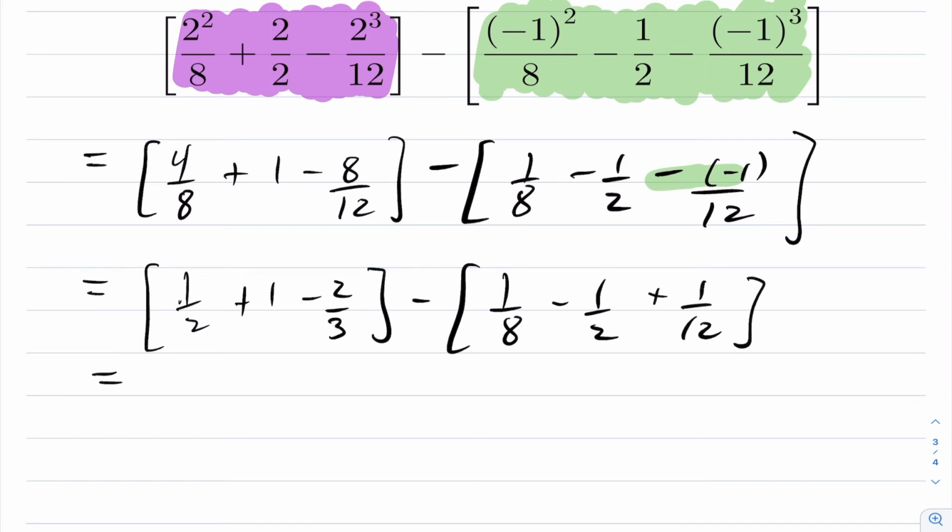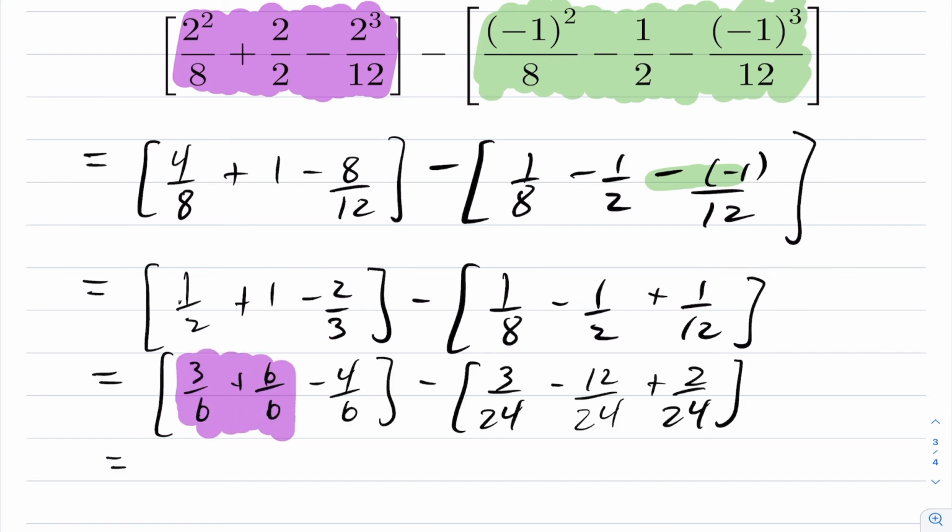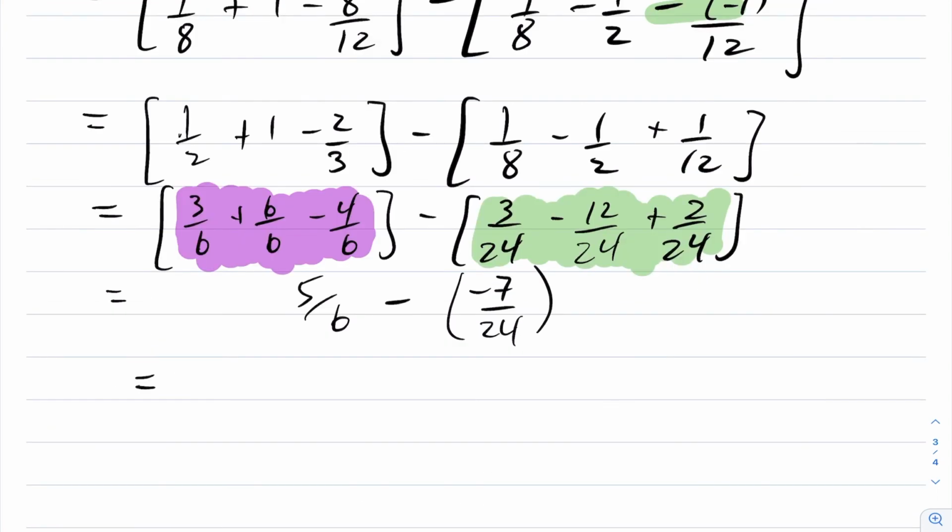All right, so now we're back to just a basic fraction question, needing a common denominator here. So I'm going to get a common denominator of 6 for the first one. And for the second one, a common denominator of 24 will have to be done. Doing so, we're going to get 3 over 6 plus 6 over 6 minus 4 over 6, which is going to get me 5 over 6 here, minus 3 over 24 minus 12 over 24 plus 2 over 24. Don't forget your minus sign from before, but this is going to end up coming out to be negative 7 over 24.